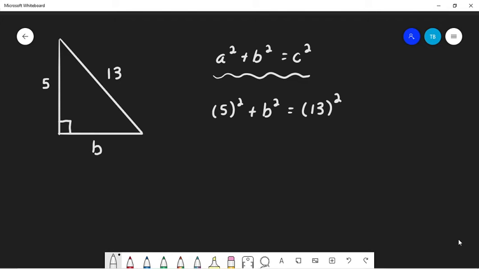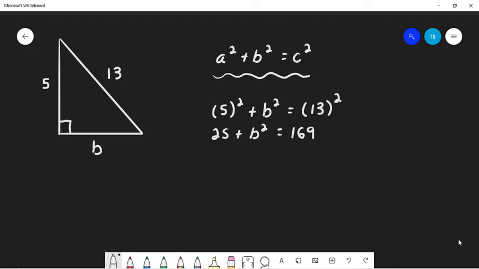Okay, so we do the same thing. We just evaluate what we know. So 5 squared is equal to 25 plus B squared. Still don't know what that is. And then 13 squared would be equal to 169. Alrighty. Now, in the previous problem, what we did was we added the squares of the leg lengths, but we don't know one of the leg lengths here, so we have to isolate for B squared first, and then we'll take the square root.